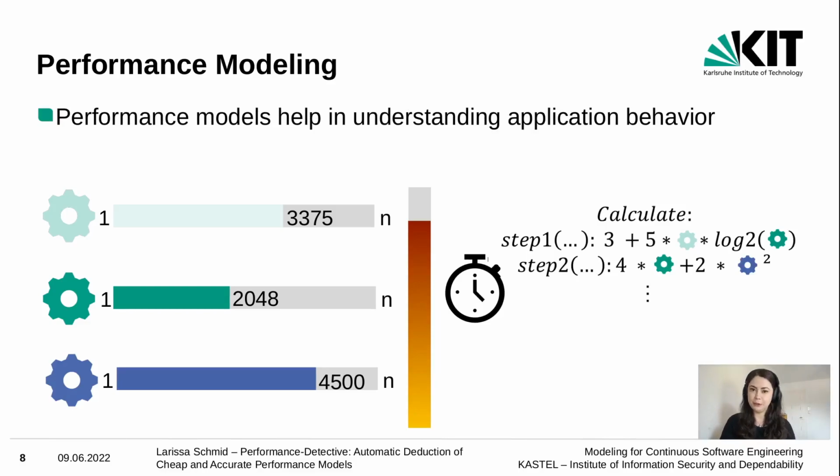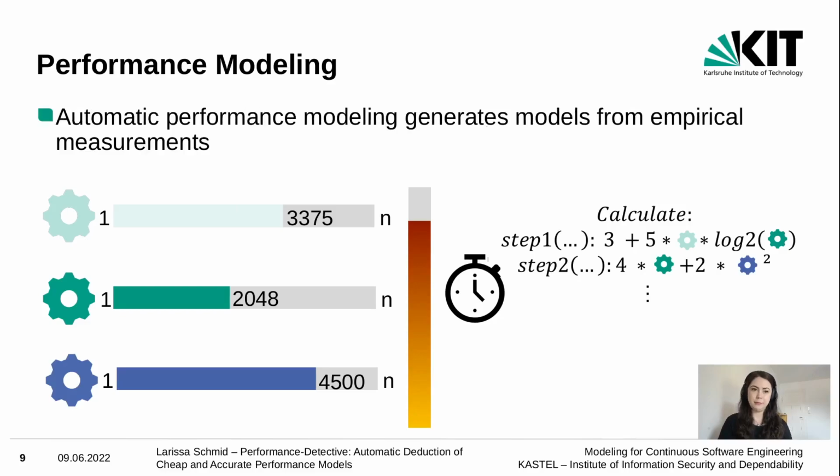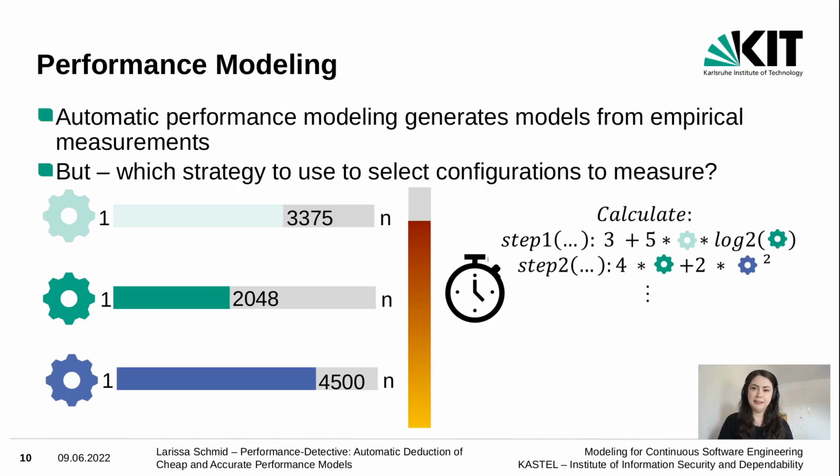For example, here on the right side, we have two performance models for the functions step 1 and step 2, where they explain how the configuration options on the left impact the performance. While these performance models can be generated analytically, there's also automatic performance modeling, which does not require a performance expert, but just generates models from empirical measurements. However, of course, we now need a smart strategy to select the configurations we want to measure. Because, as you can see, the configuration spaces are quite big and exhaustive measuring is, of course, unfeasible.